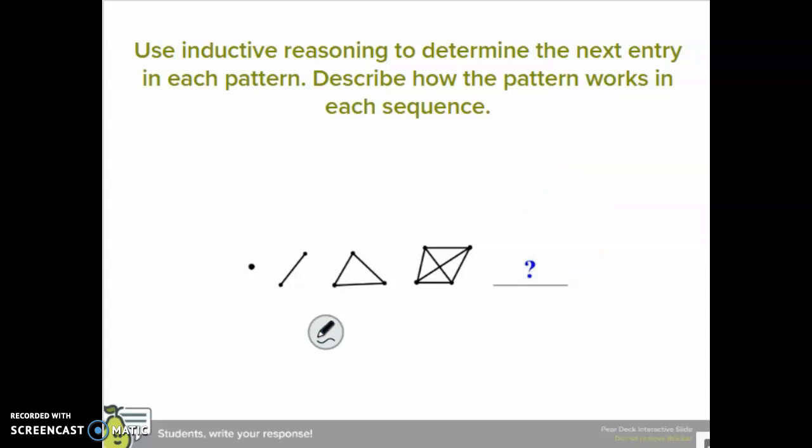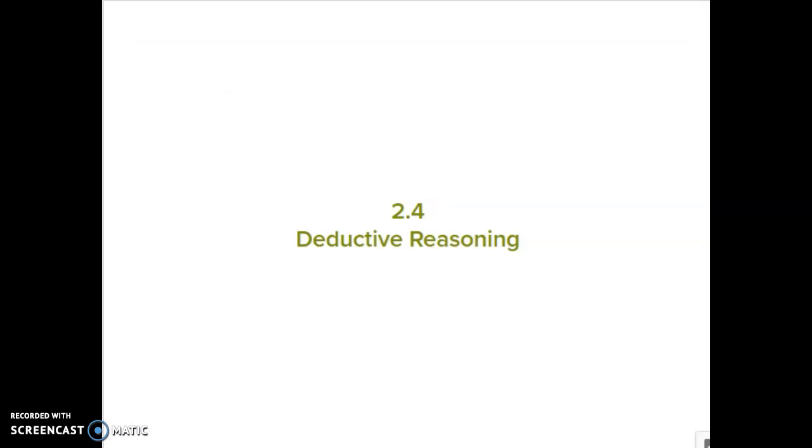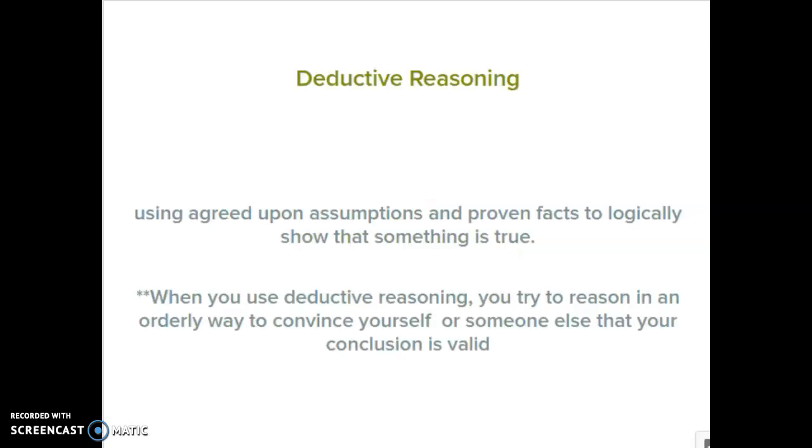All right, next we are moving on to deductive reasoning. Deductive reasoning is a little different than inductive reasoning, but they both kind of work together. Deductive reasoning is using agreed upon assumptions and proven facts to logically show that something is true. Inductive reasoning, we do just based on our observations and patterns before us. And now deductive reasoning, we use cold hard facts.